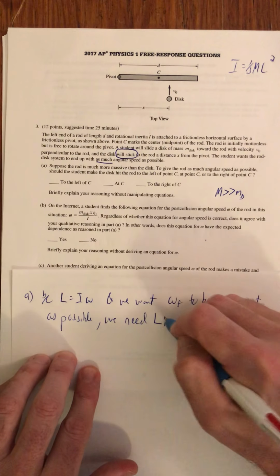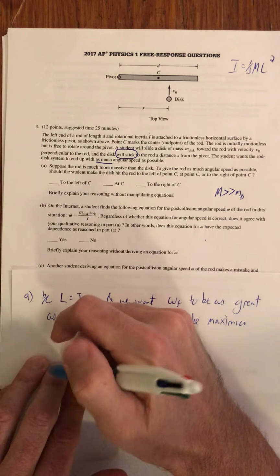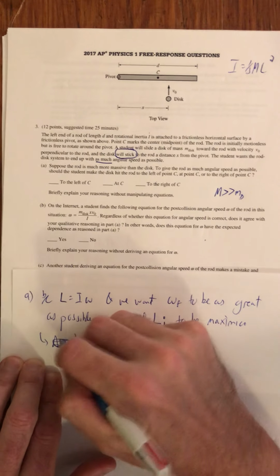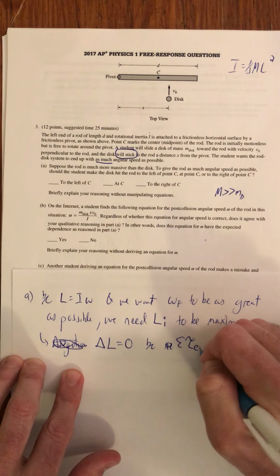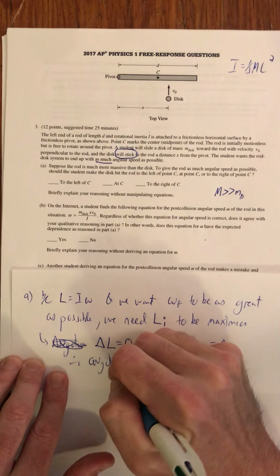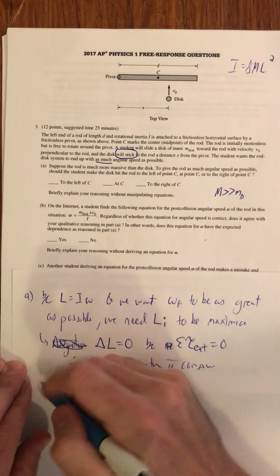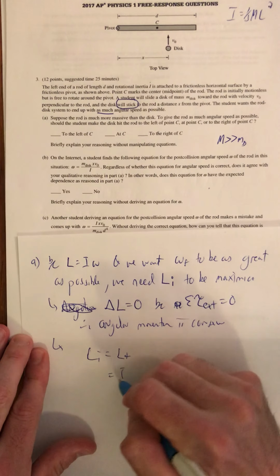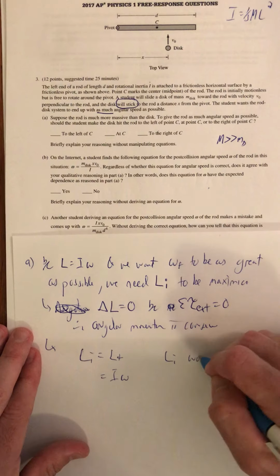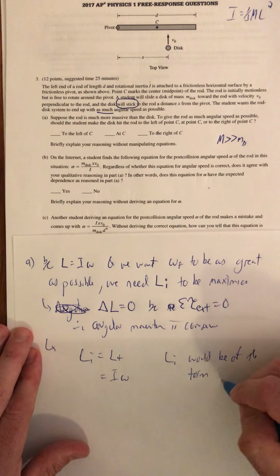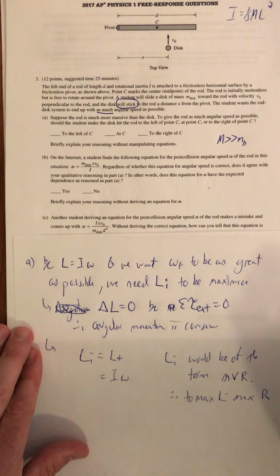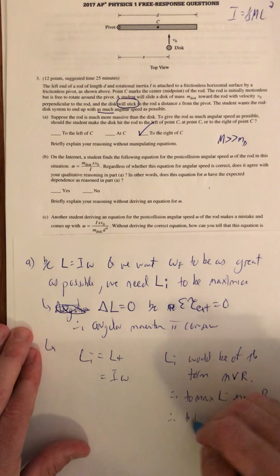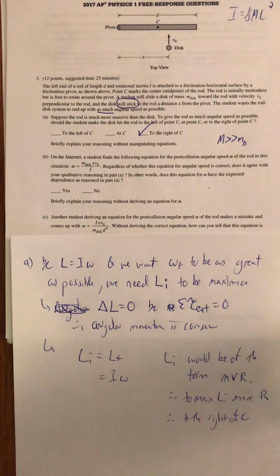We need L initial to be maximized, okay? And we would say angular momentum is conserved. Actually, we'll say delta L is equal to 0 because the net external torque here is equal to 0. Therefore, angular momentum is conserved. Okay, great. So then Li is equal to Lf. We know Lf is I omega, right? Here, Li would be of the form mvr. Therefore, to max Li, max r. And that's why we want it to the right. Therefore, to the right of C. See how I'm using equations, but I'm not manipulating them, right? I'm using them to talk about the relationships involved.